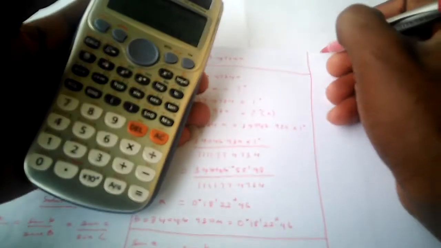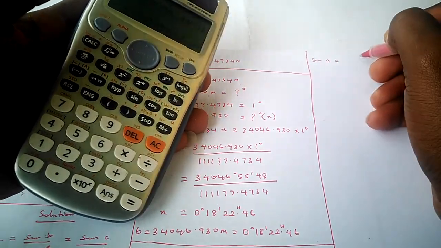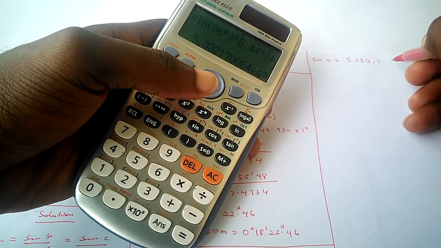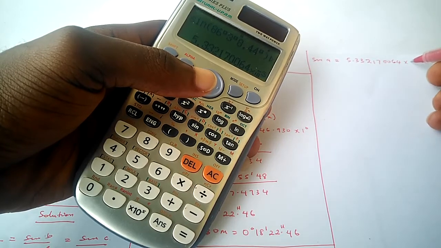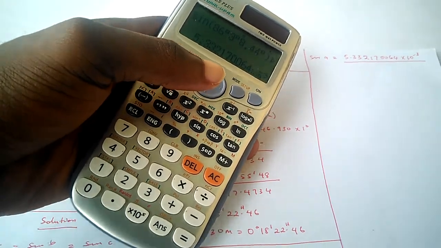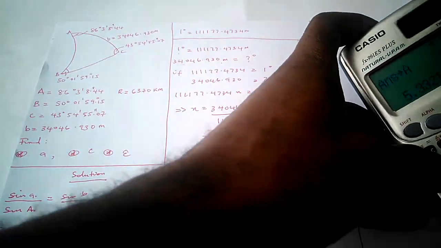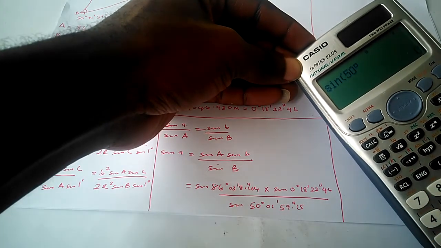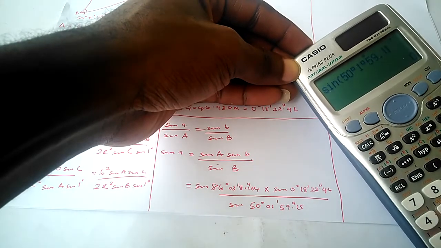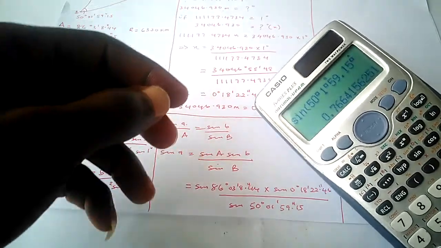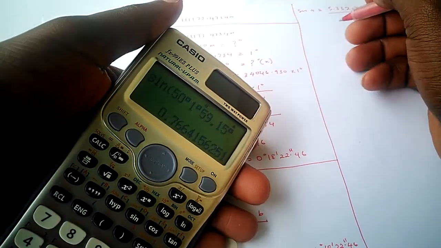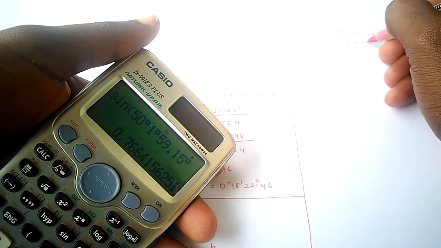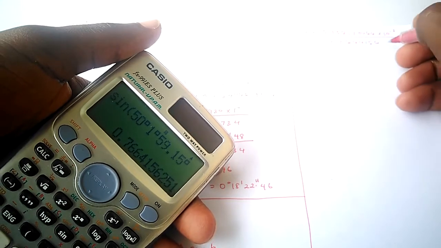We have something like sine A is equal to 5.332170064 times 10 raised to power minus 3, divided by, so let's just store this answer somewhere, the value of sine 50 degrees 1 minute 59.15 seconds, and this was given to us as 0.7644156251.